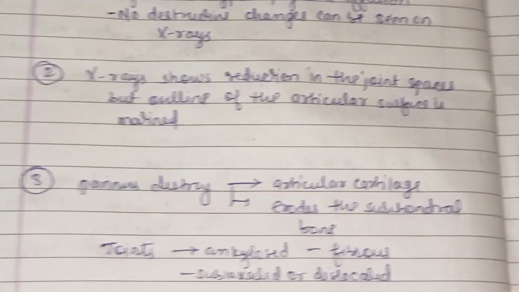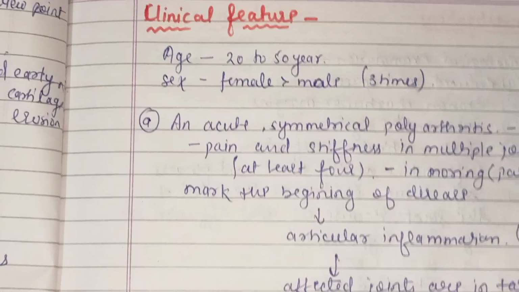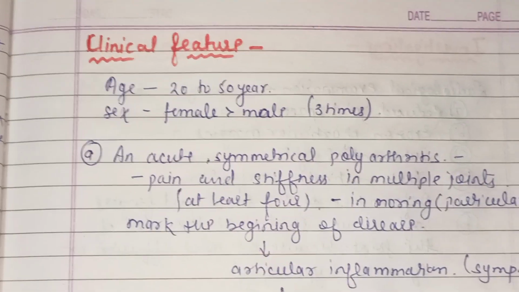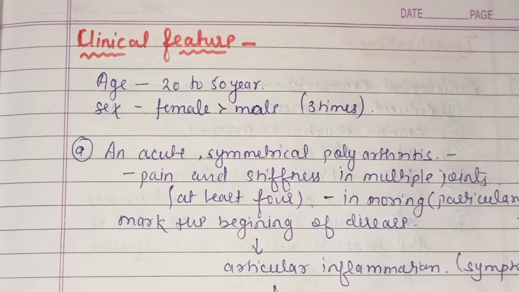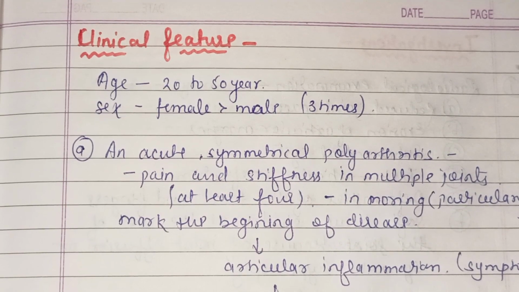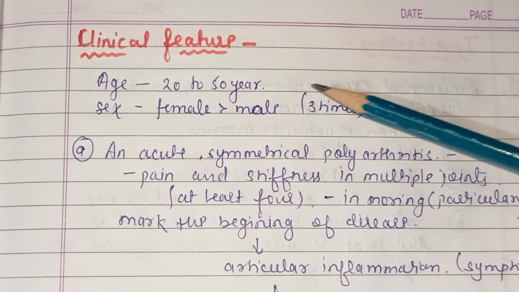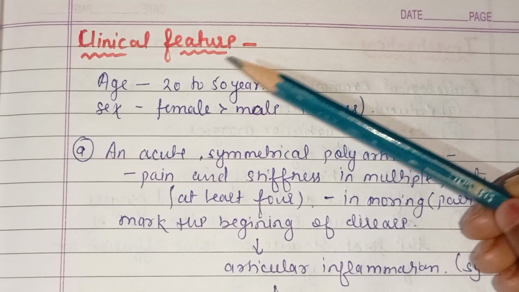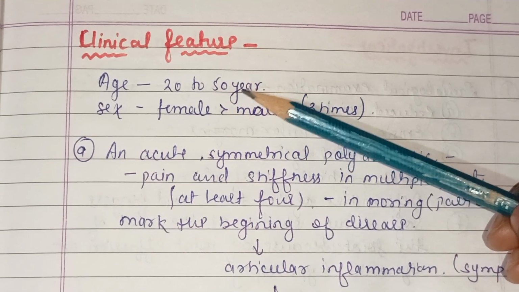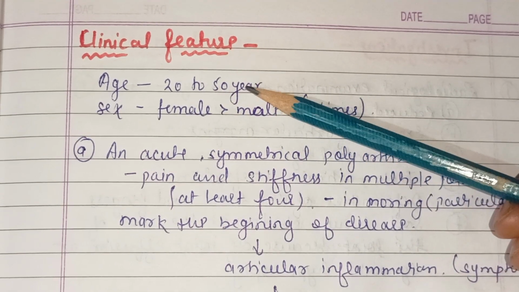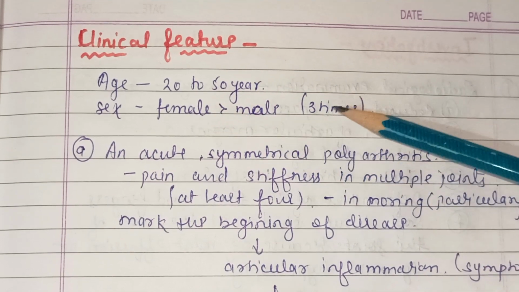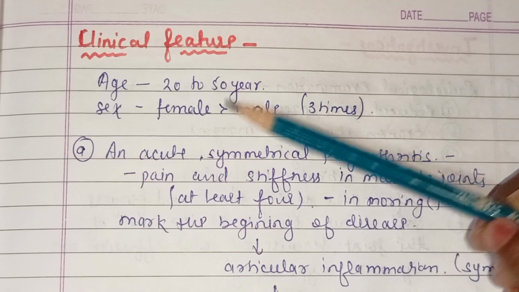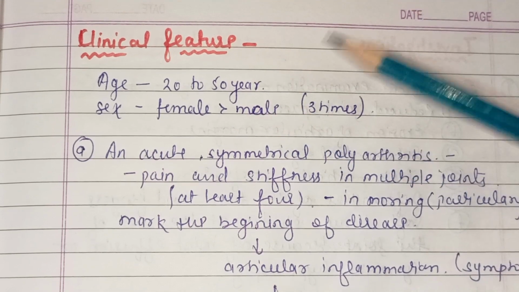Now we can discuss the clinical features of rheumatoid arthritis. Clinical feature mainly, age is a common factor. Rheumatoid arthritis is seen in 20 to 50 years of age. In sex, it is more commonly seen in females, three times more in females.